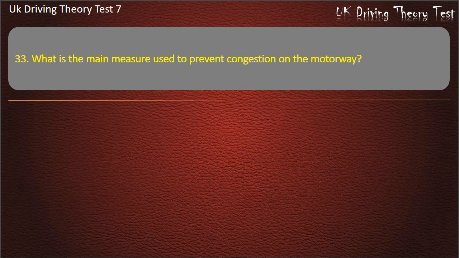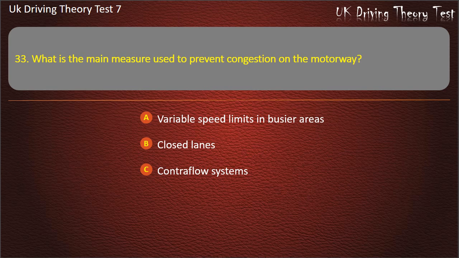Question 33. What is the main measure used to prevent congestion on the motorway? Variable speed limits in busier areas. Closed lanes. Contraflow systems. One flat speed limit. Answer. Variable speed limits in busier areas.